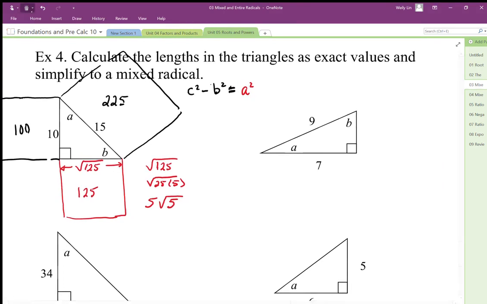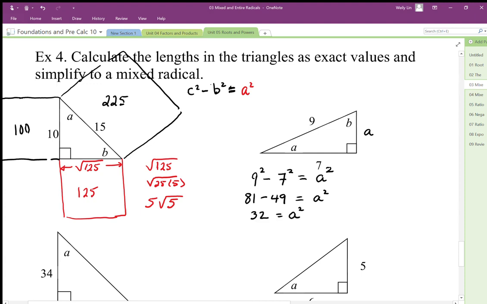We know the big side squared, the 9 is the longest side, so we're going to need to take away the square of the next side. So we know that 9 squared minus 7 squared should be equal to, we'll call that side a, a squared. Working this out, 81 minus an area of 49 equals a squared. So this works out to be 32, which is equal to the length a squared.